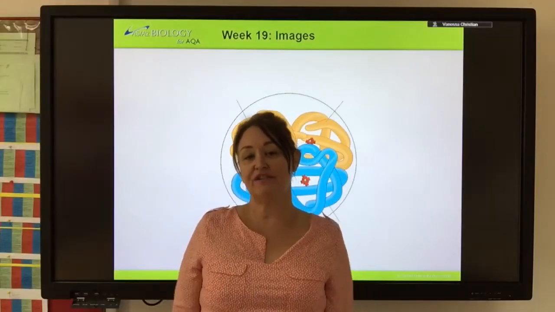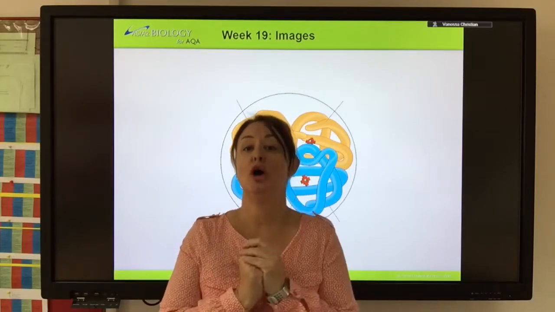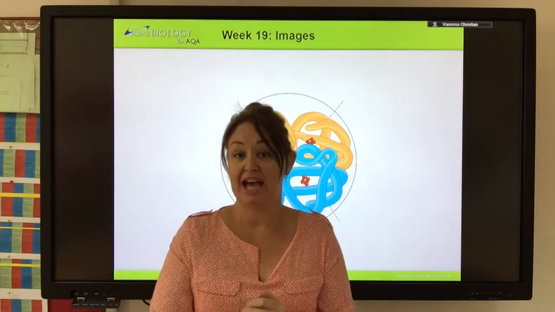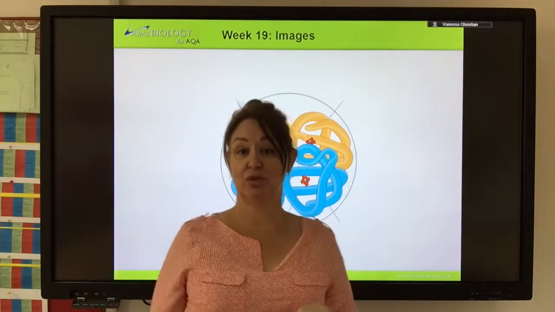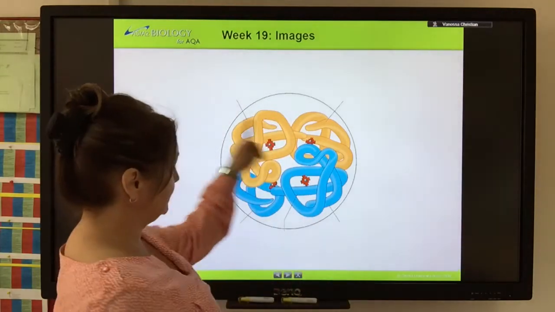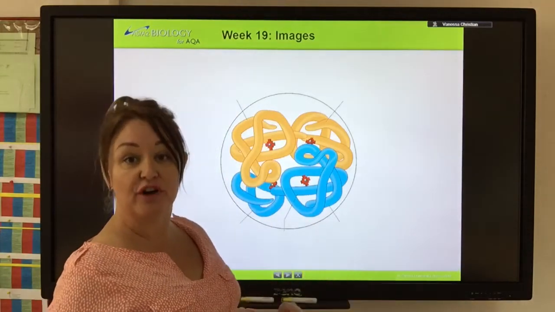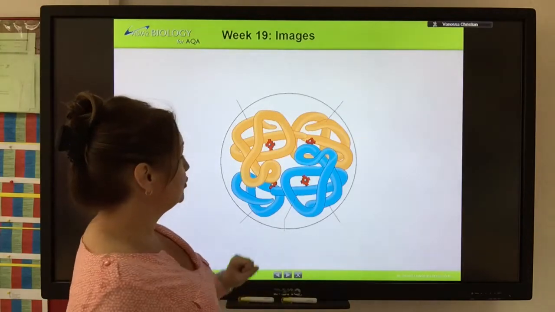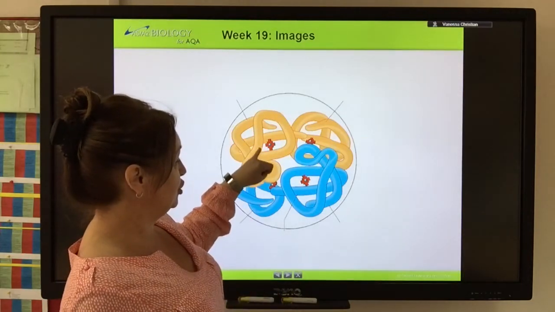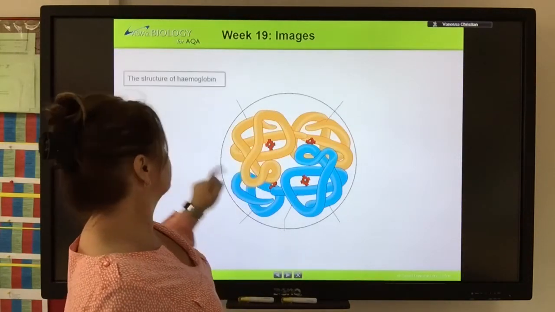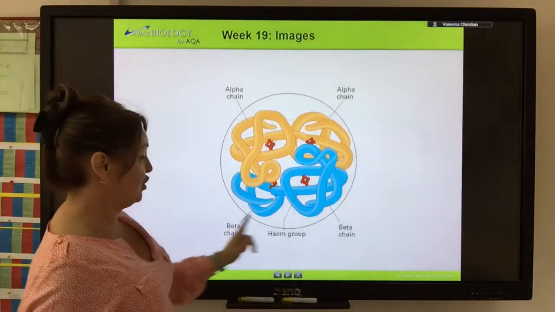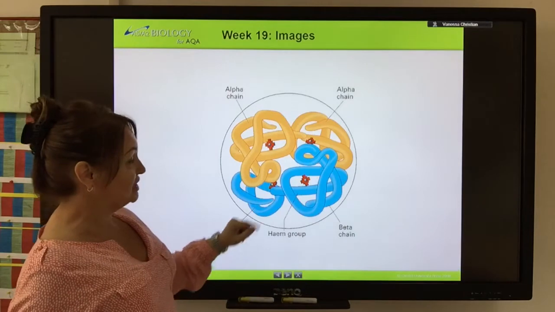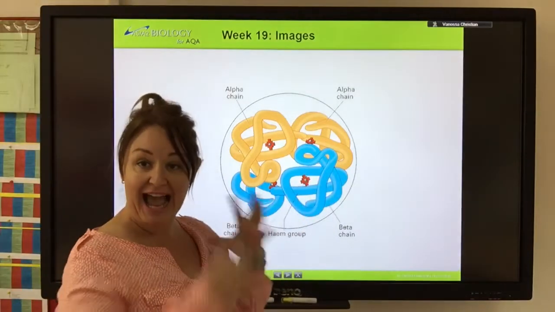Now, in the case of hemoglobin, it's made of 4 polypeptide chains, and 2 of them are called alpha chains and 2 of them are called beta chains, and you can see those here. This is an old image from AQA, and what you'll see in here is you've got your alpha chains, here you've got your beta chains.